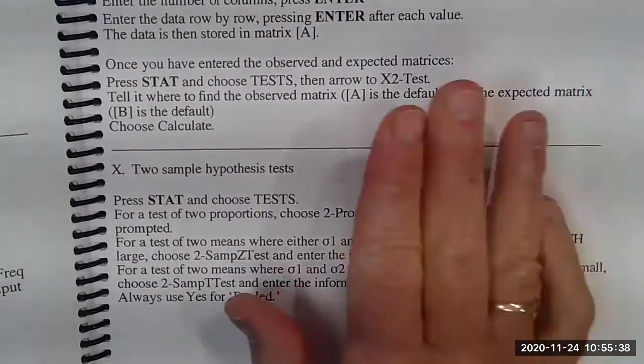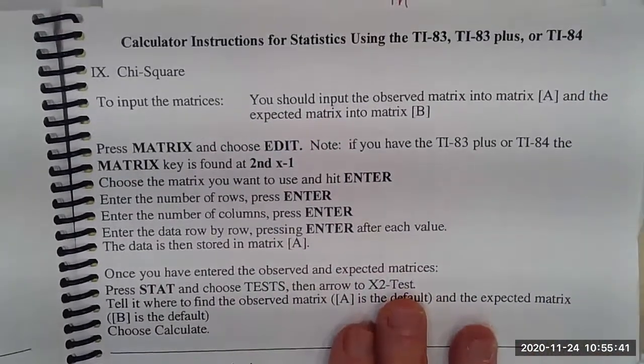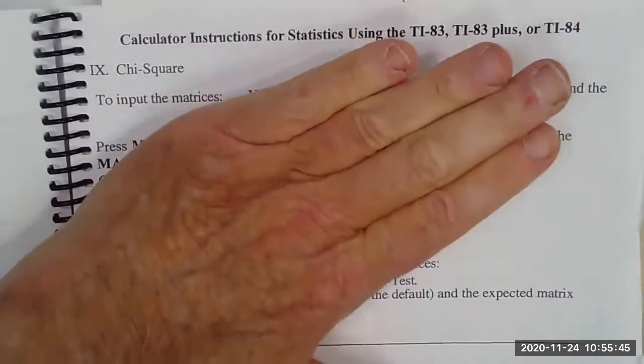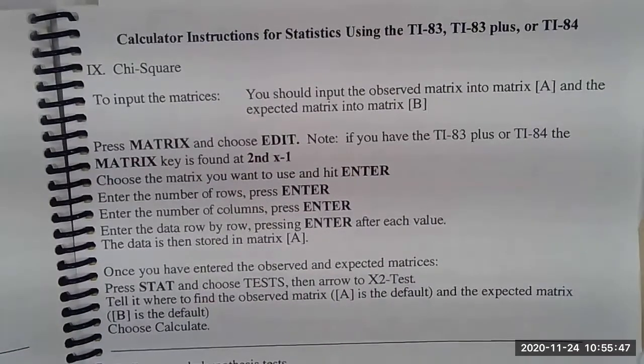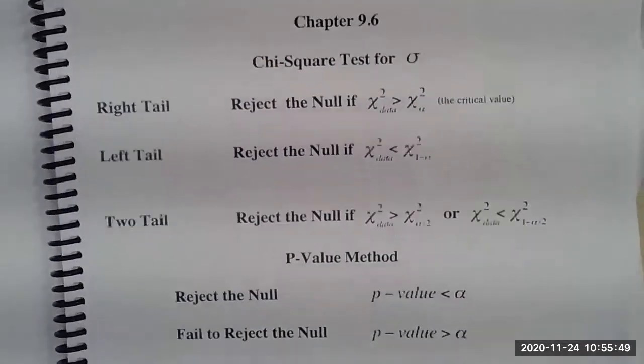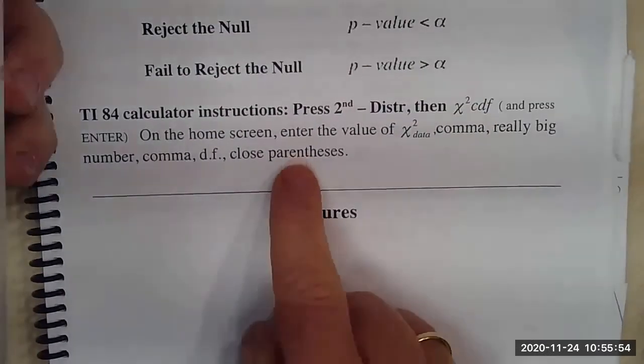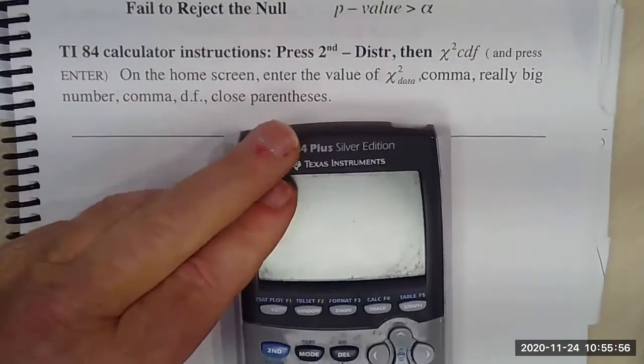Okay, oh, here it is. Chi-squared, Roman numeral 9. So I've given it to you in 2 places in my packet, and I've shown you 1 place in your textbook. Let's just go ahead and follow here, just to see where it is.